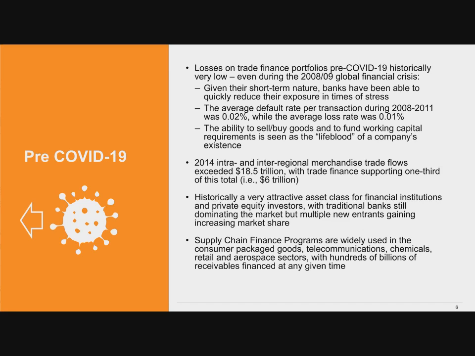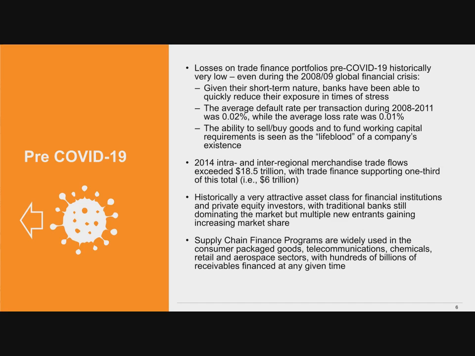During the global financial crisis in 08 through 11, default rates on these transactions were around 0.02%. Average loss rates were 0.01%. So some of the safest assets that banks had on their balance sheet during that period.